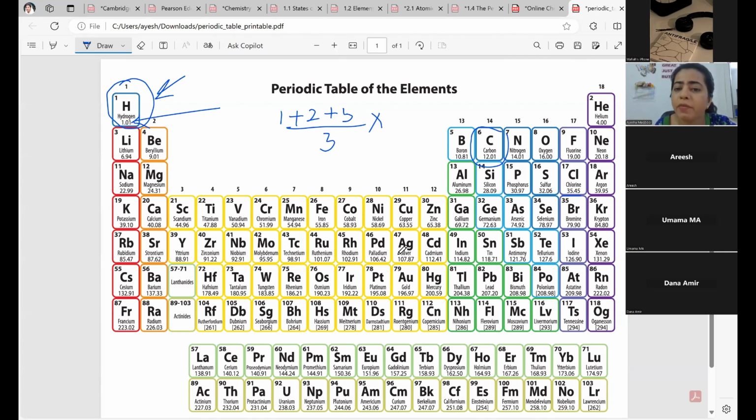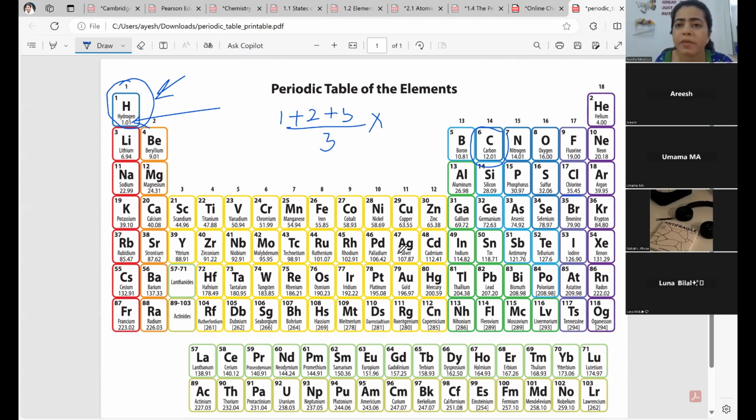Okay, thank you. So even if you are getting a periodic table with round numbers or numbers that are not rounded off, it's the same thing. Whatever periodic table will be given, you use that periodic table.